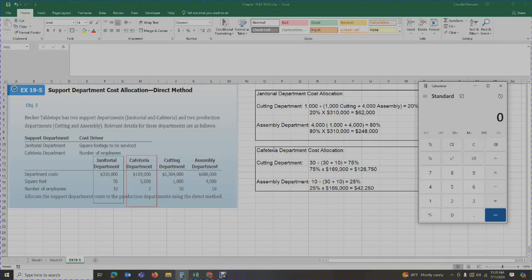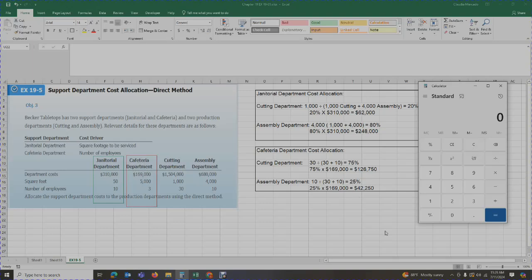We followed the same logic for the cafeteria. For the cafeteria, my cost driver is the number of employees being serviced. The cutting department has 30 employees. The assembly has 10. We did the percentage calculation and identified that 75% of the employees being serviced by the cafeteria department are from the cutting department, and 25% are from the assembly department. Once we calculate those percentages, we simply multiply them by the cafeteria department cost of 169,000.